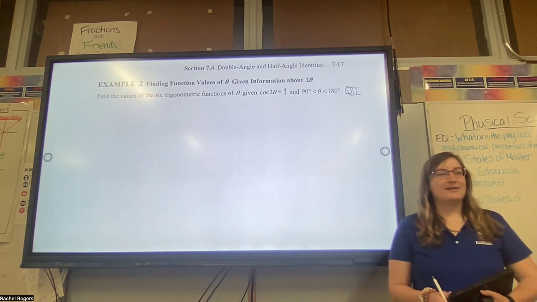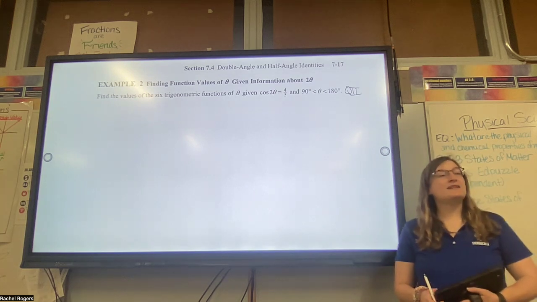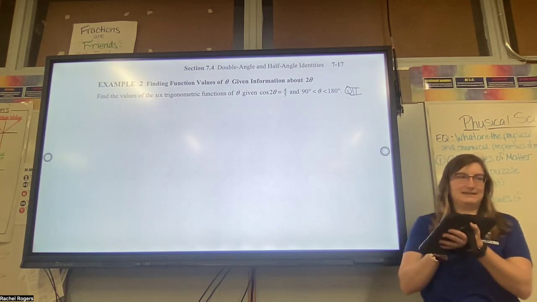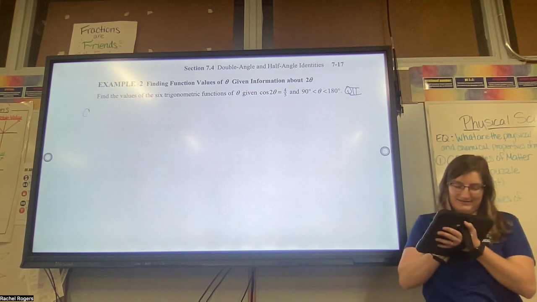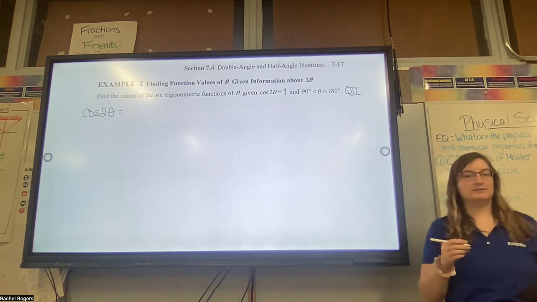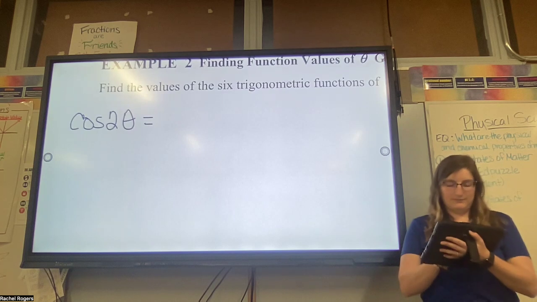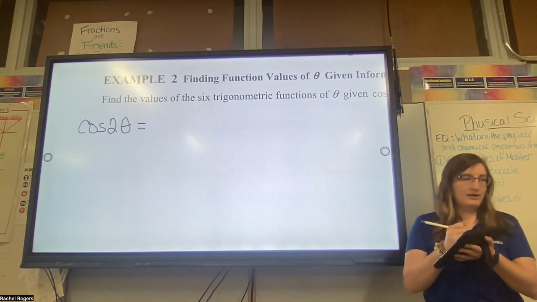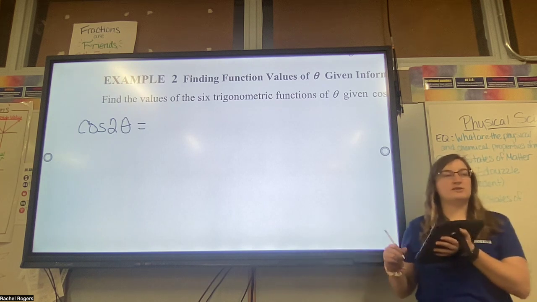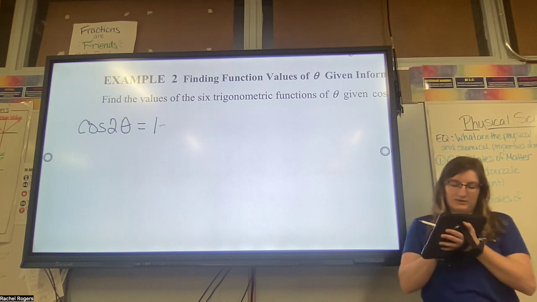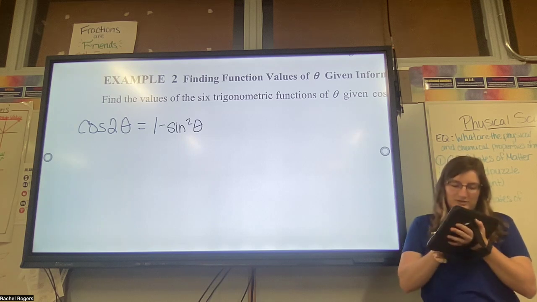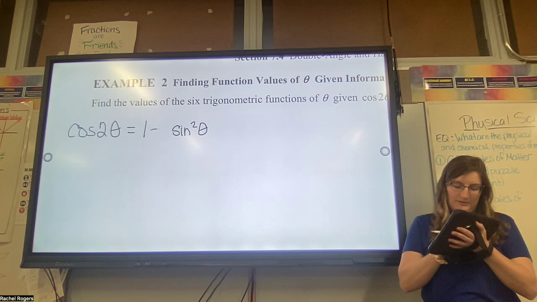So if we know cosine of 2 theta, can that help us find either sine or cosine of regular theta? Yes. It's one of these identities. Which identity do you want to use first to find something else? So that is 2 cosine squared minus 1 or 1 minus 2 sine squared. Which one do you want to use? 1 minus 2 sine squared. Okay. Whoop, I missed a 2.